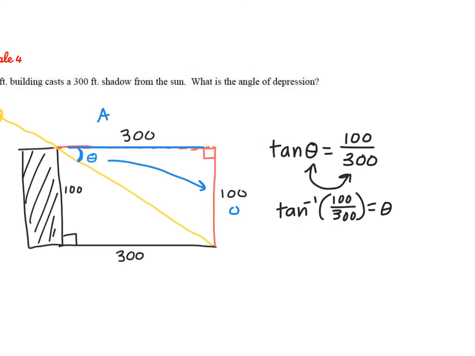So remember, your calculator can also do arctangent. So you plug it in to get a decimal approximation, and we should get approximately 18.4 degrees because it is the angle.